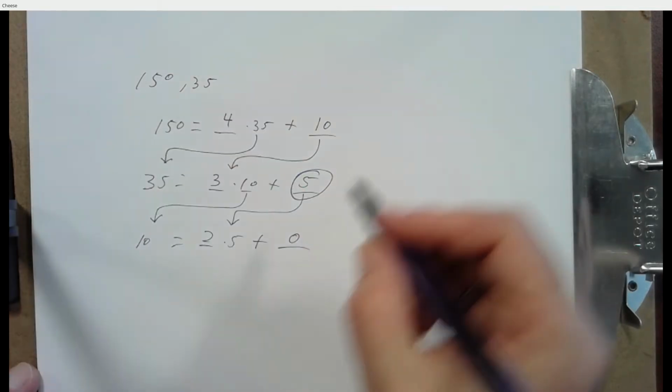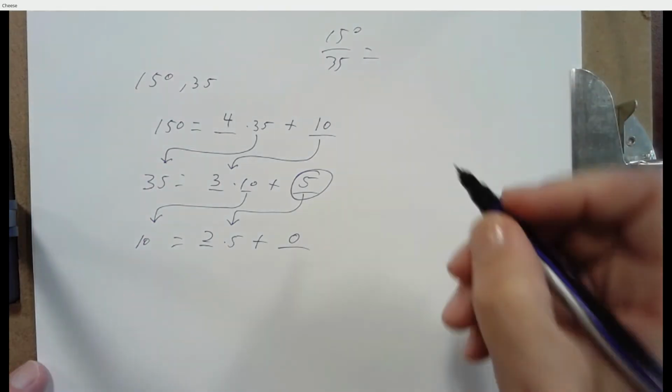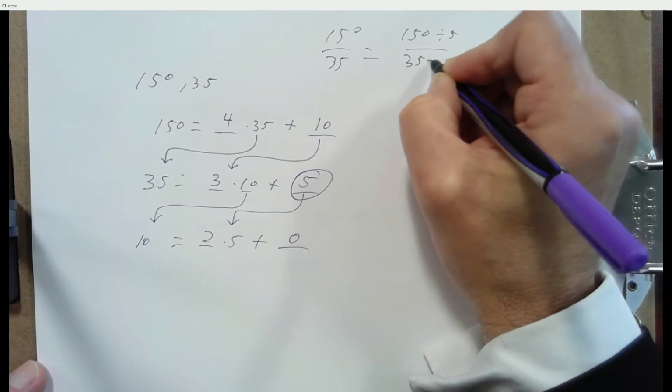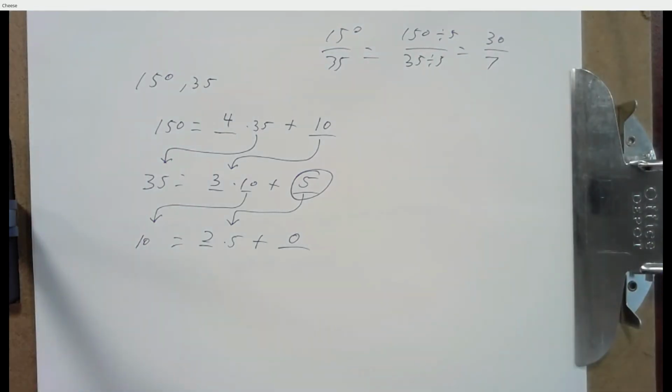So we divide both of these by 5. And there's your reduced fraction.